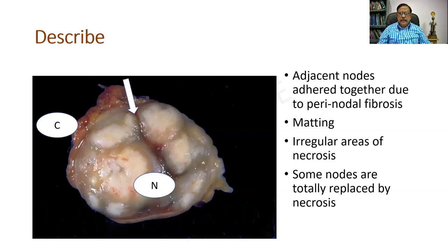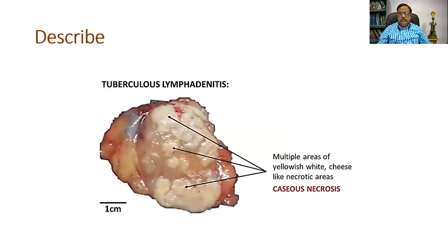Yet another specimen of a group of lymph nodes. Here we find that the nodes are all adherent as marked by the arrow. Externally, there will be a capsule, and the cut surface shows multiple irregular areas of necrosis. In some cases, I find that the node is totally being replaced by necrosis. And this is another way of describing a tuberculous lymphadenitis.